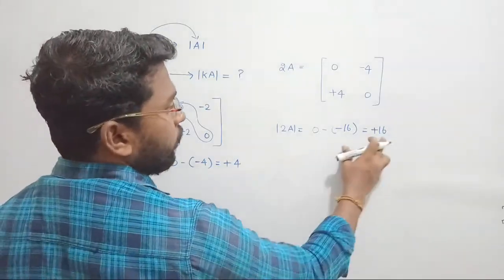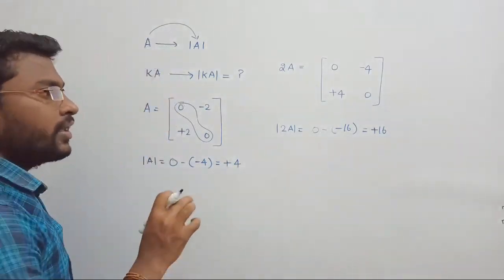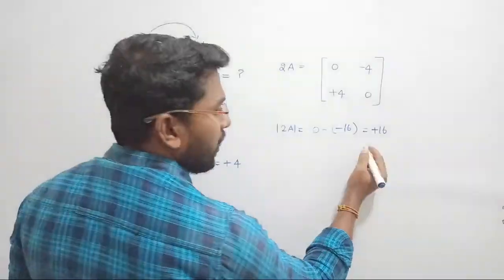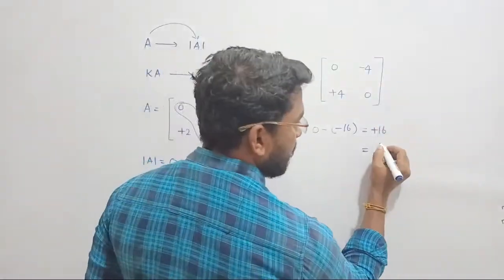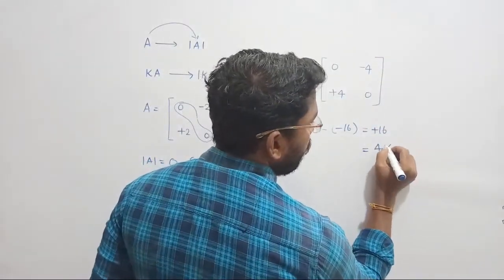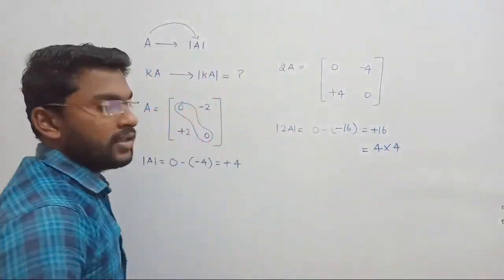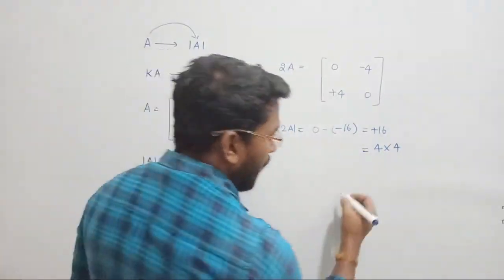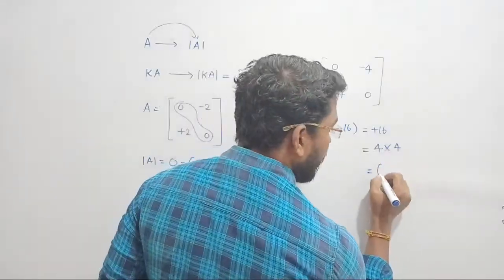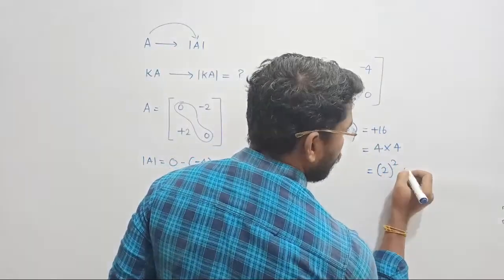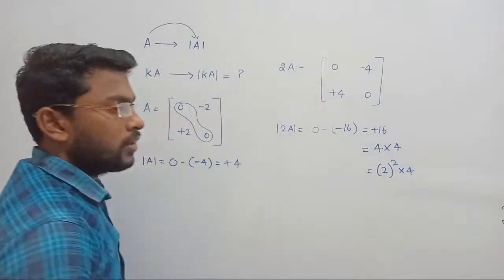Actually, what is the difference between these two? Let me write the relation. Can I write the equation like this? In the 16, I break it as 4 into 4, right? Is there any mistake? No. And again I am reducing this. This 4 can be rewritten as 2 power 2 into 4. Is there any mistake? No.